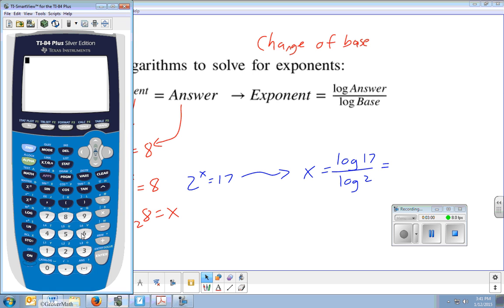So all we have to do is type in, we have a log button. Hold on one. Sorry about that announcement. It came on a loudspeaker, so I just paused it for a quick second.